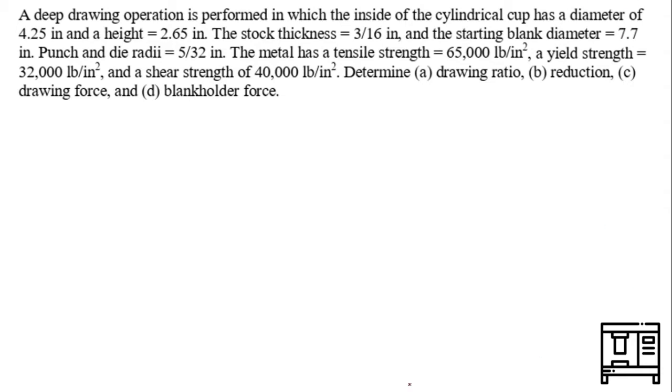As we have discussed before, the drawing ratio and the reduction ratio are basically the factors to check the feasibility of a particular drawing operation, whether that drawing operation is possible or not. So let's write down the data here. We have the diameter of the cup.